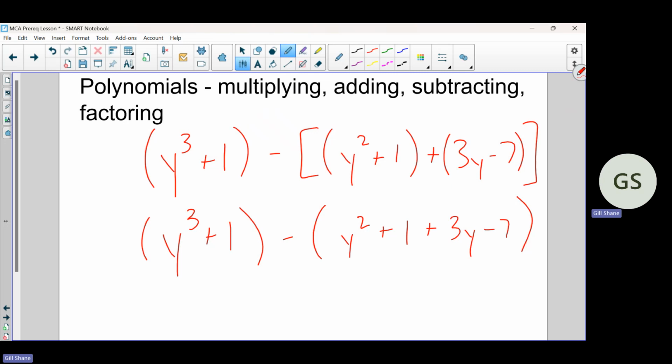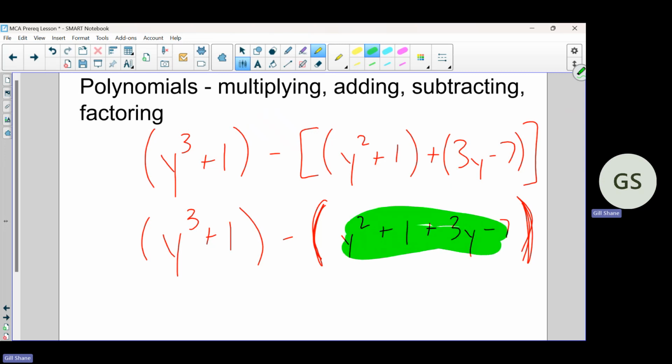Now, here's why I need the outside parentheses. This subtraction sign is subtracting all of this. Like this is a number. I don't know what number it is, right? But I am subtracting this entire number, whatever it is, from this y to the third plus 1. I can't just subtract the y squared. Kids normally only subtract that one, but I've got to subtract the whole thing.